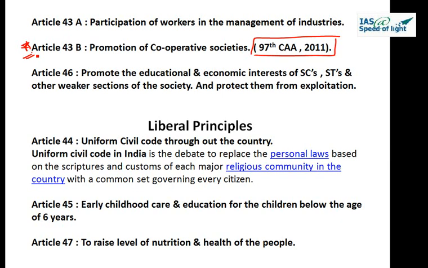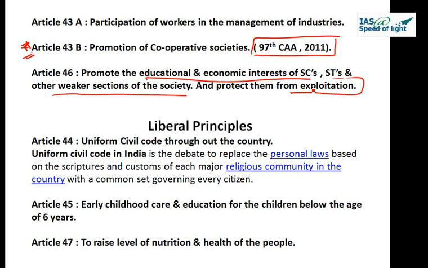Coming to article number 46 now, which talks about the promotion of educational and economic interests of SCs, STs and other weaker sections of the societies and protecting them from any exploitation. And we have seen so many acts and legislations have been passed by Parliament for the protection of the weaker sections and to promote them through reservations and other things in good educational institutions.